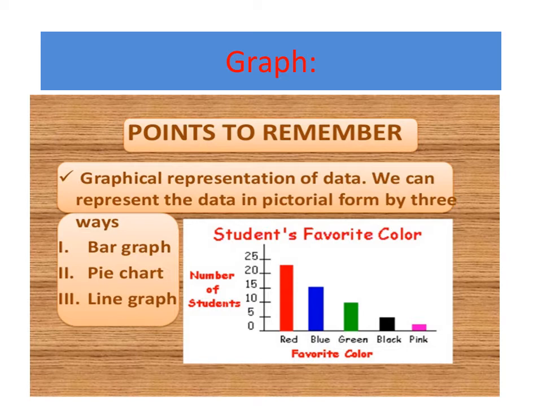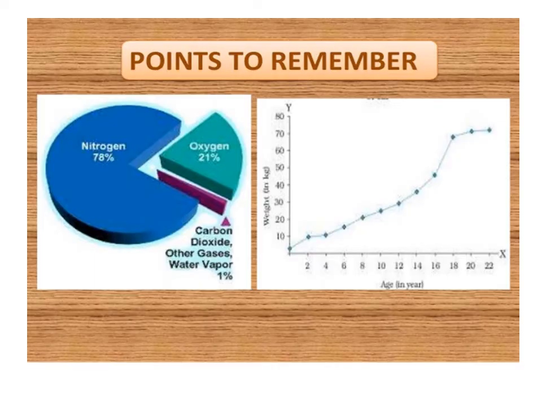Graphs may be of different types: bar graph, pie graph and line graph. So one is the pie graph. You have seen the percentage of oxygen or nitrogen in the atmosphere, or different percentages of carbon dioxide, other gases, and water vapors, that is represented using a pie graph. And there is the line graph in the other form.